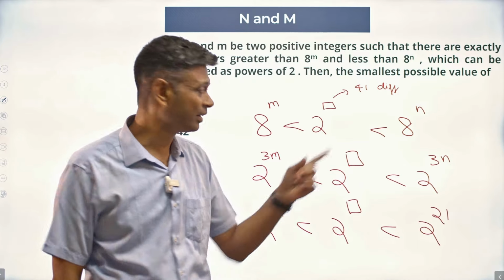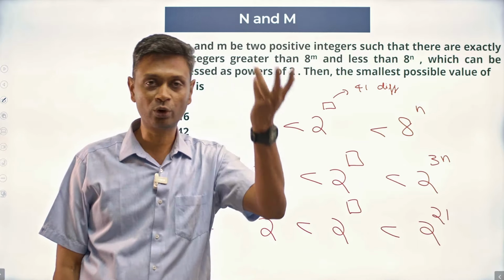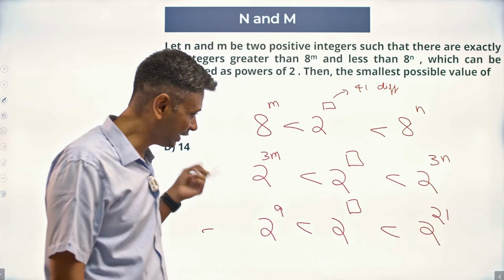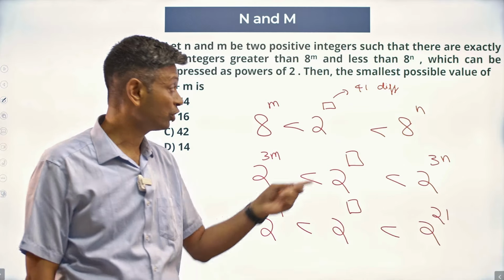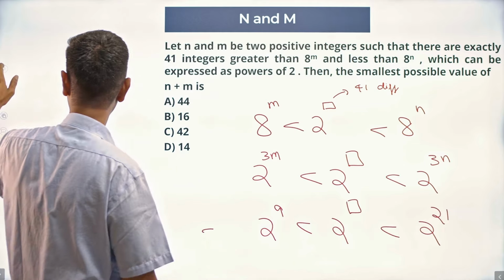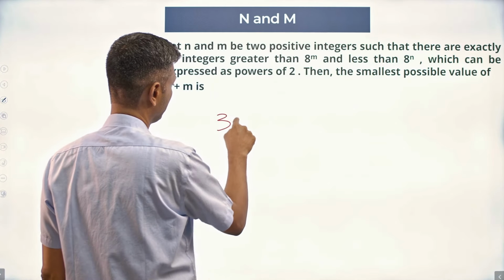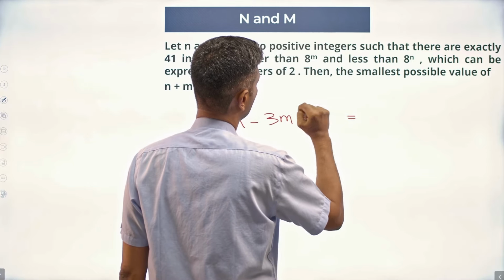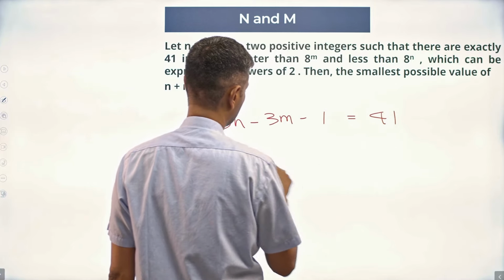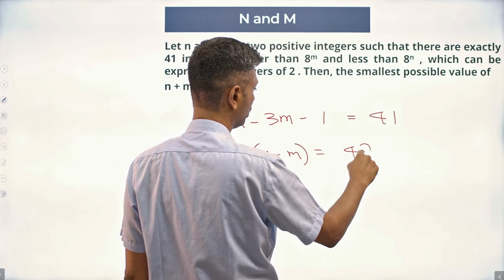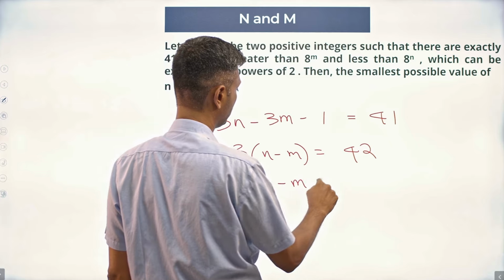When I did this question, I did 3n minus 3m and said 3 times n minus m, how is it going to be 41? It's not 3 times n minus m, it is 3n minus 3m minus 1, because it is in between. It's greater than this and less than that. So now we get quite beautifully 3n minus 3m minus 1 equals 41, or 3 times n minus m is 42. n minus m is 14.